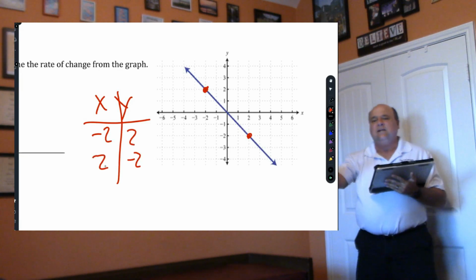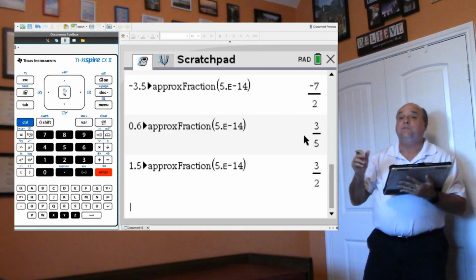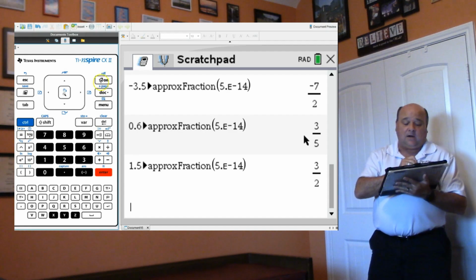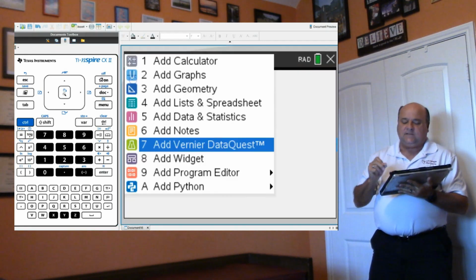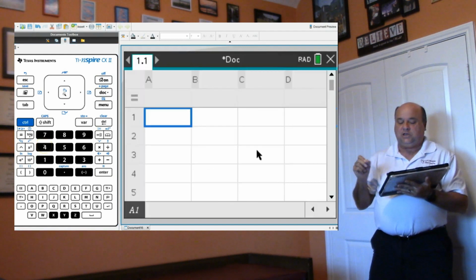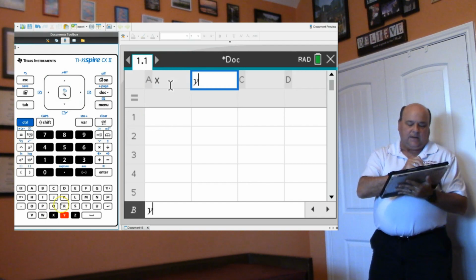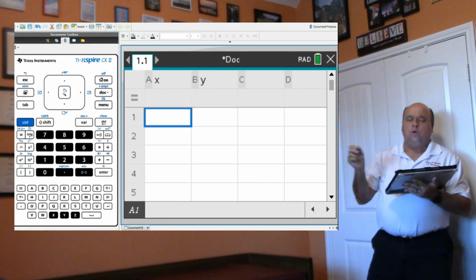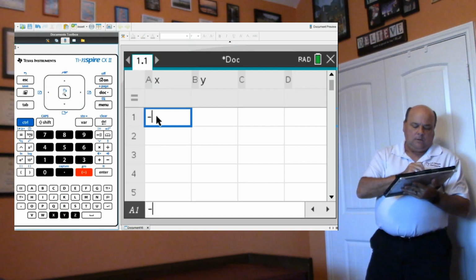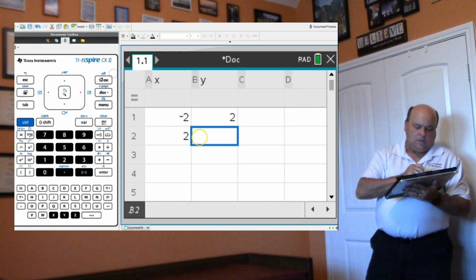So we got to put this into the calculator to get the slope. So let's do this. Very tedious, but you won't miss it if you're doing the calculator. Home. We're going to click 1 for new. We're not going to save anything. 4 for spreadsheet. We got to type X and Y up here. Very tedious, but you got to do it every time. Now we're here. So the points were -2 and 2. I put the points in, and then it was 2, -2.